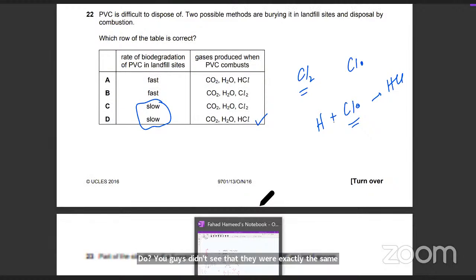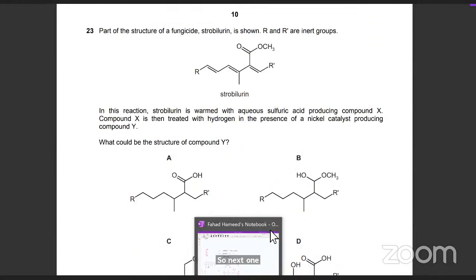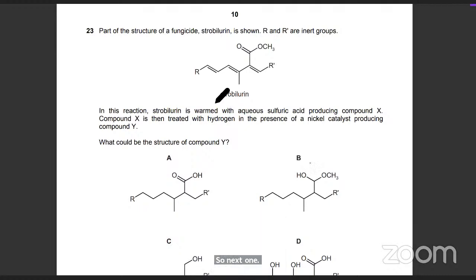So next one. You've got this thing. What functional groups are present in this molecule? What is this? I mean, what's this thing? Which functional group is it? It's an ester group, an ester linkage. That's an ester.